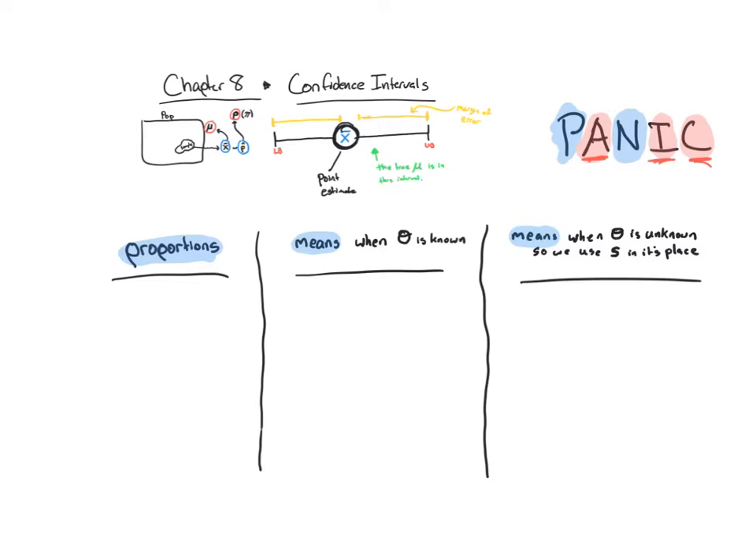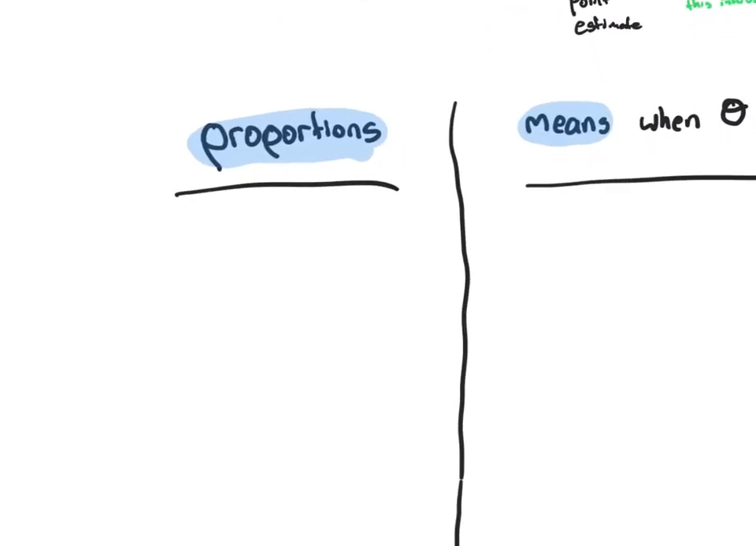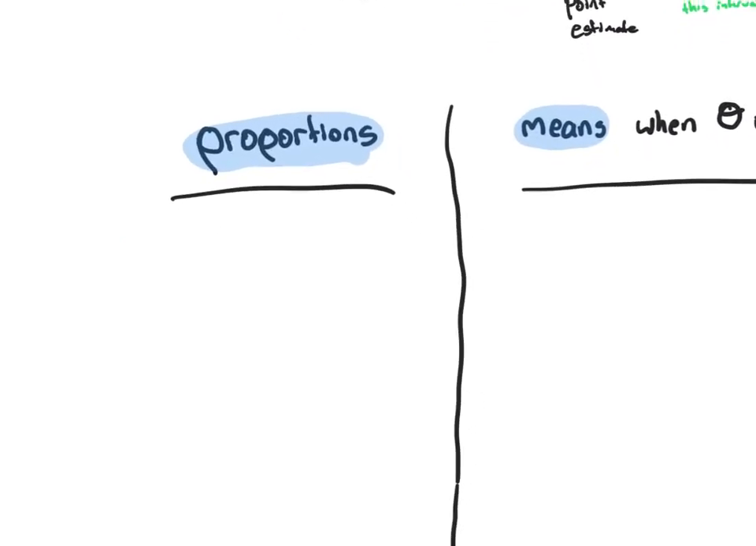So let's do that. All right, so let's focus first on proportions. What are the 3 assumptions that we need to check? So I'm going to talk about assumptions. There's 3 assumptions that we need to check. Proportions are built on a normal curve.